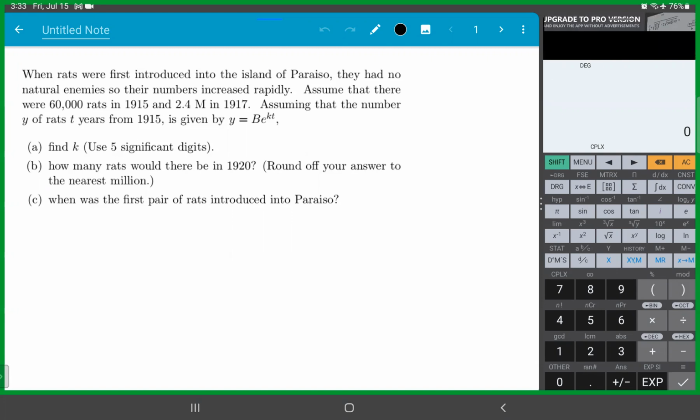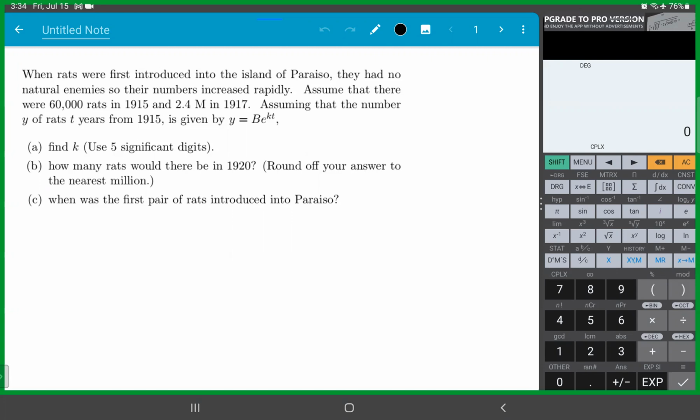So let me do this one first. Let me read the problem. When rats were first introduced into the island of Paraiso, they had no natural enemy, so their numbers increased rapidly. Assume that there were 60,000 rats in 1915 and 2.4 million in 1917. Okay? Assuming that the number y of rats t years from 1915 is given by y equals b e to the kt, find the following. First, the value of k, use 5 significant digits.